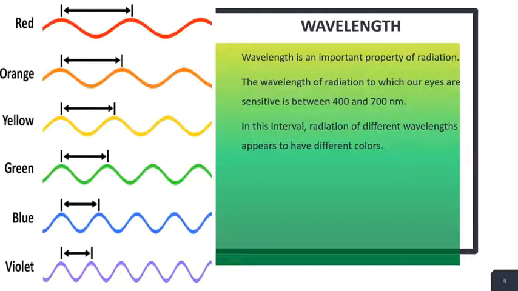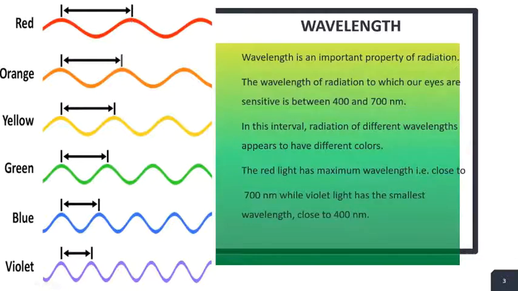Now in this interval, radiation of different wavelengths appears to have different colors. The red light has maximum wavelength. You can see the distance between these two waves is maximum, that is close to 700 nanometer, while violet light has the smallest wavelength close to 400 nanometer.